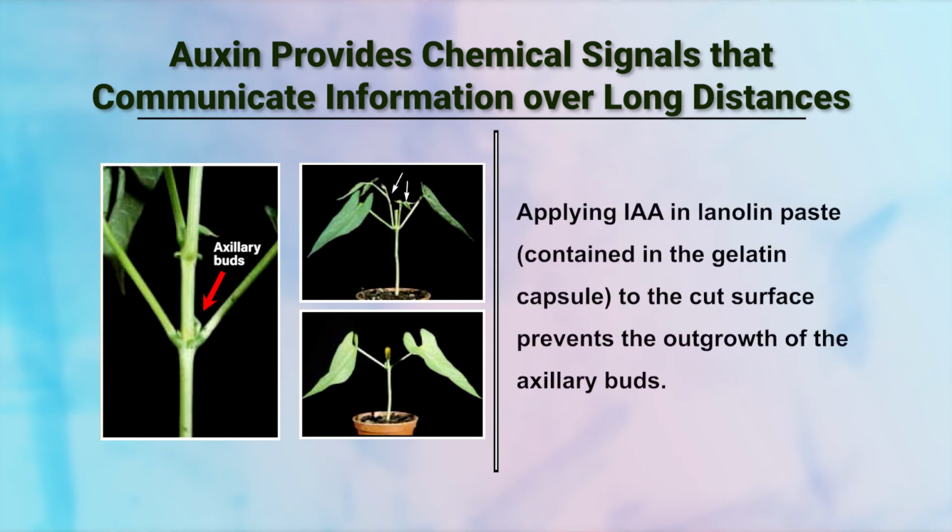Now, if in such a cut tip where the terminal bud is removed, indole acetic acid is applied, then again we see that the growth of the axillary buds is suppressed. Now, this can only be explained if auxin provides some chemical signals that communicate information over long distance.